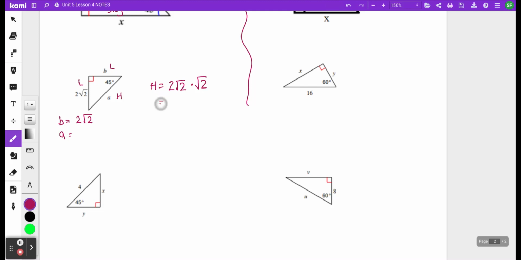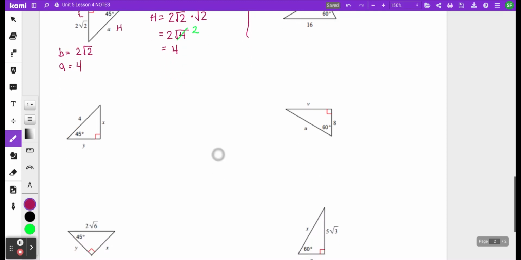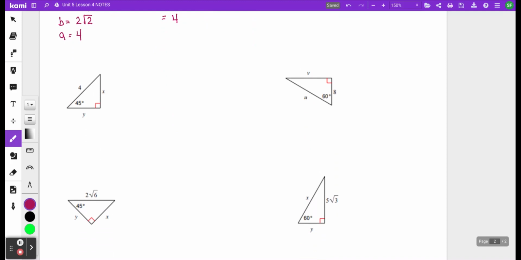And then we're going to multiply it. So 2. And this is the only time we can multiply square roots, if they're both square roots. So 2 times 2 is 4. And we know that the square root of 4 is just 2. And if we multiply that, so 2 times 2 is 4. So the hypotenuse is 4. Okay, so let's go to the next one. We're trying to find x and y.